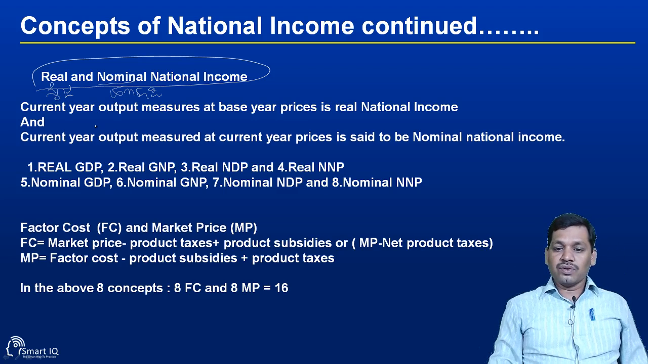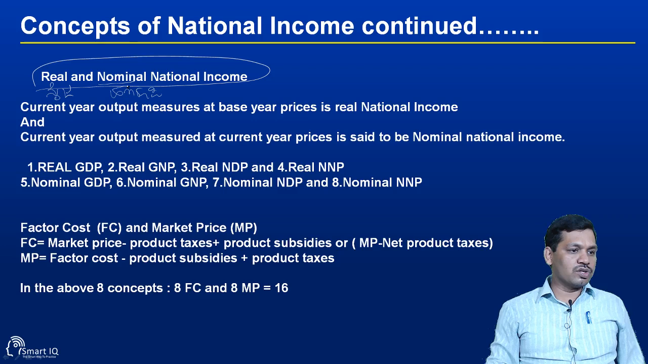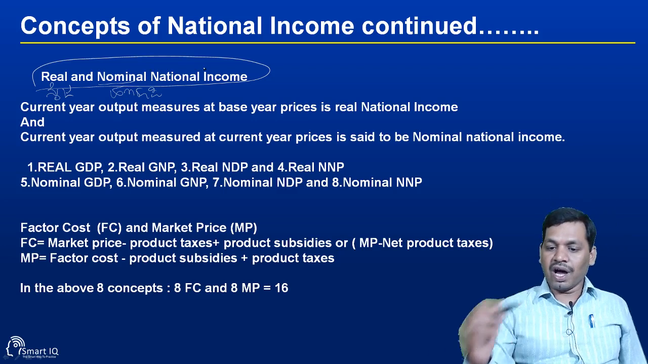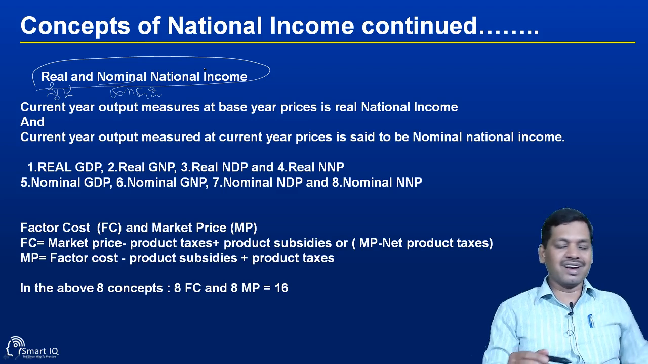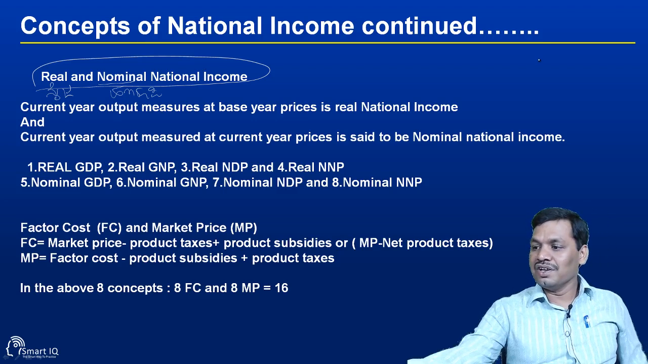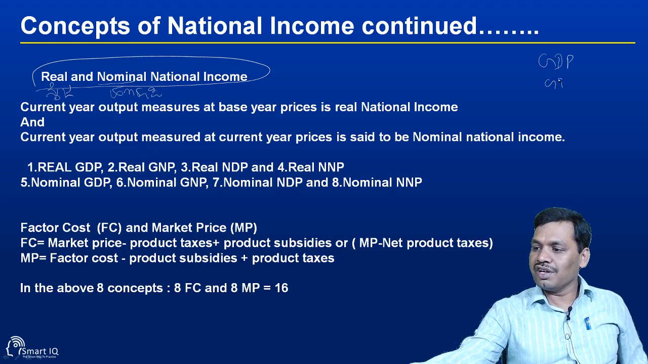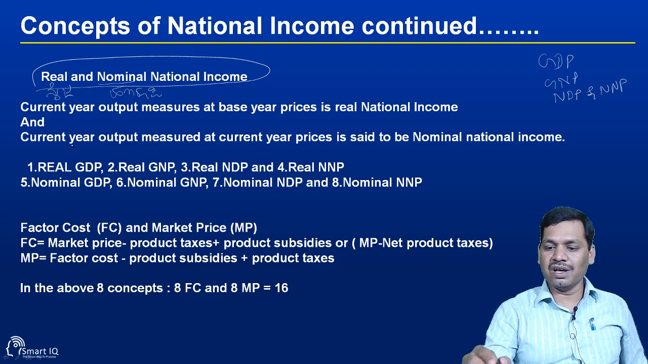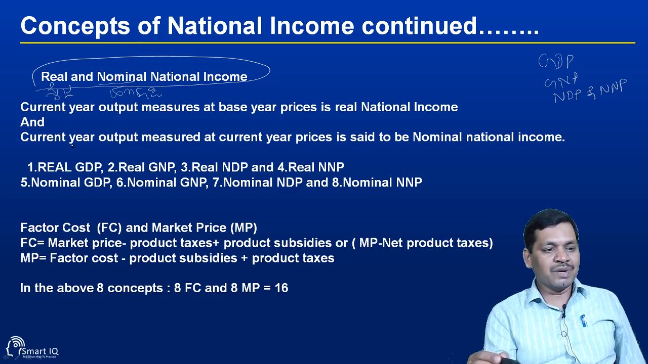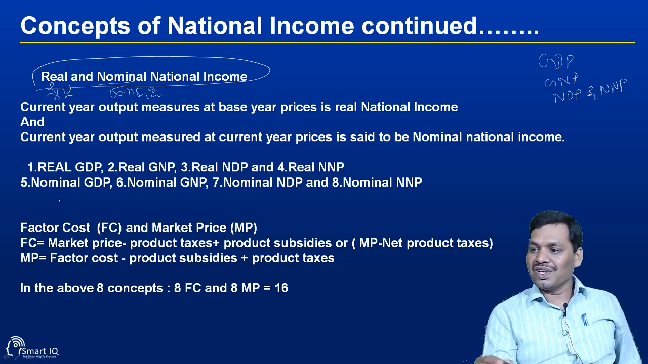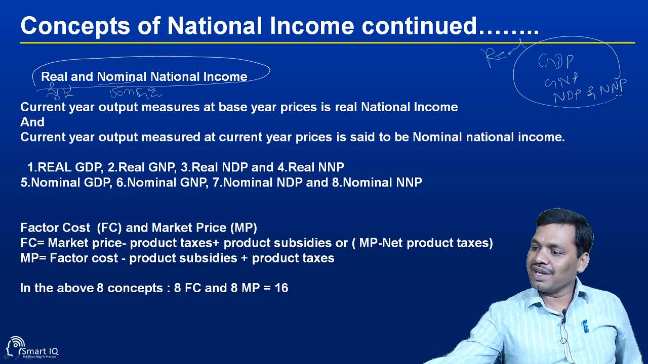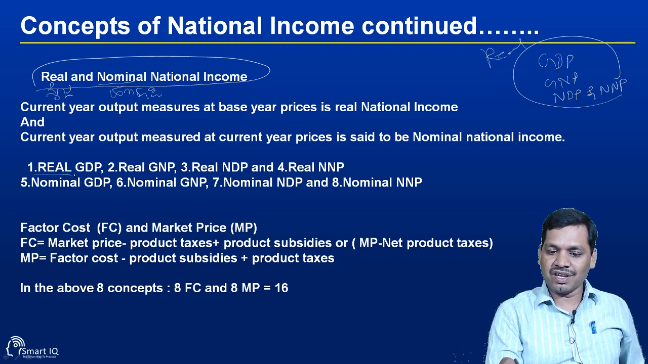Dear friends, if you know the difference between these 2 words, real and nominal, with respect to national income, you can understand 8 concepts automatically. Already I made you understand GDP, GNP, NDP and NNP. If you can understand real and nominal, then you will be in a position to understand 8 concepts. There are 4 real: real GDP, real GNP, real NDP and real NNP. I have written here the first 4.